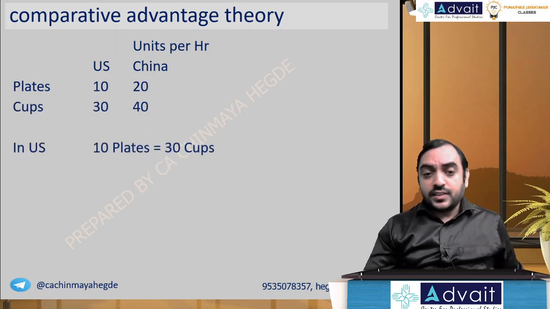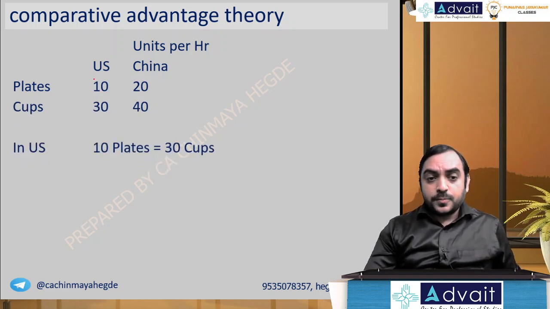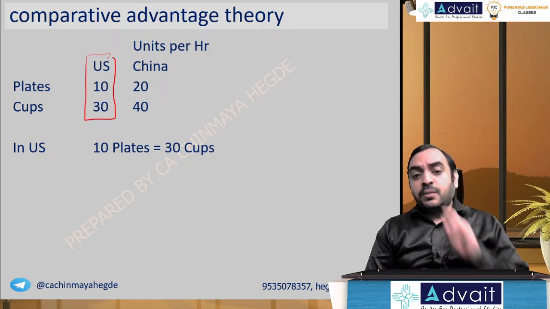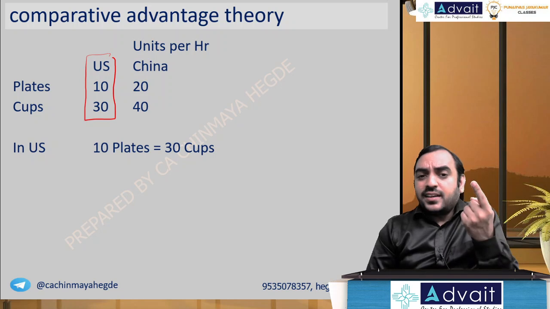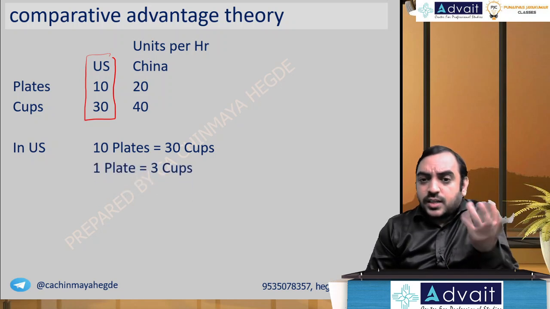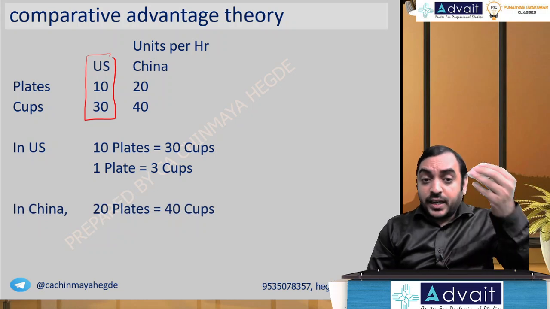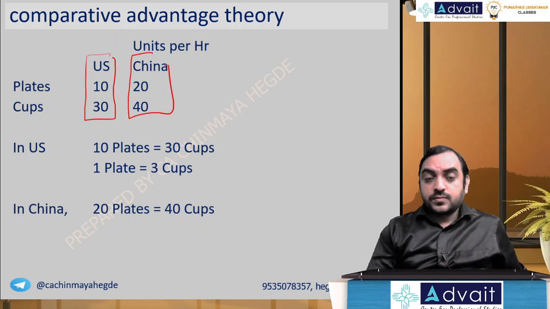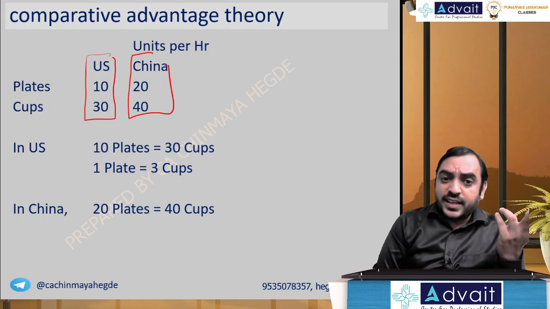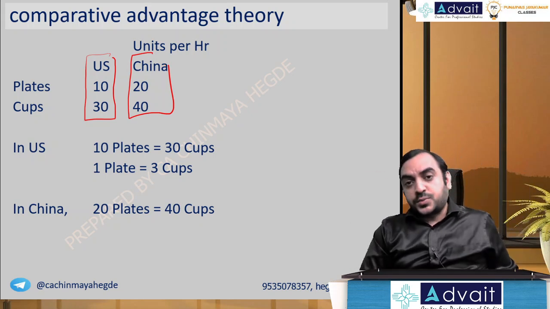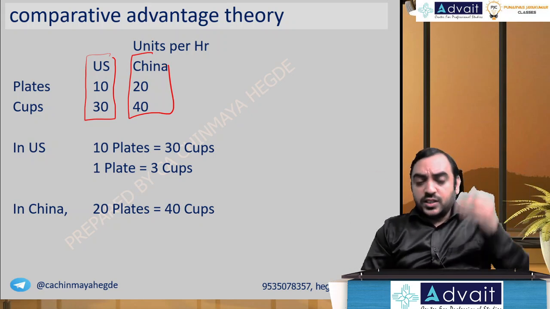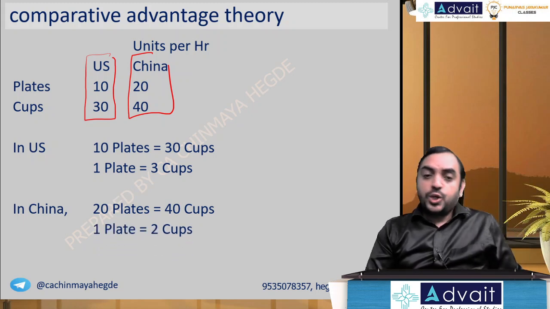So in US, 10 plates is 30 cups, right? In US, 10 plates is 30 cups. So one plate is 3 cups approximately. Now in China, 20 plates is 40 cups. In 1 hour, they can produce 20 plates or they can produce 40 cups. So what is one plate equals? 40 by 20, 2 cups.